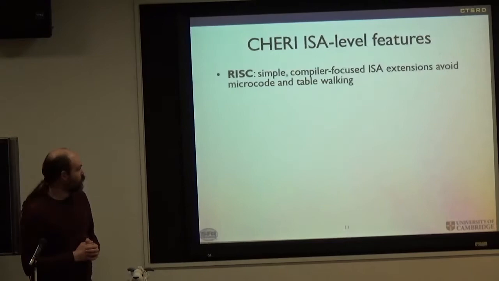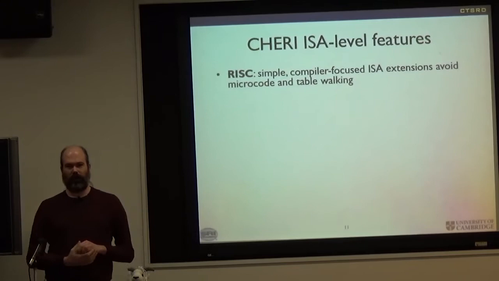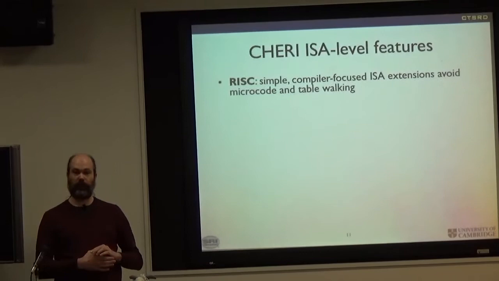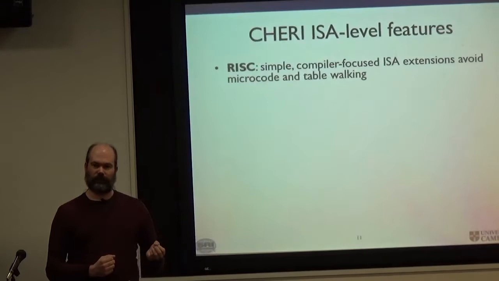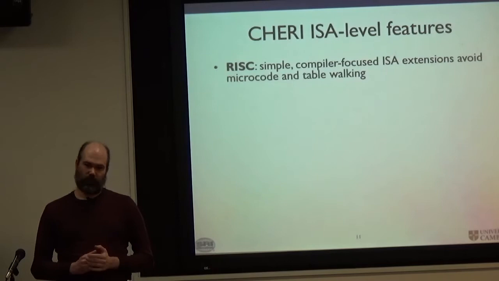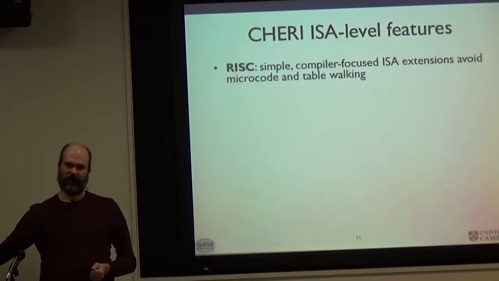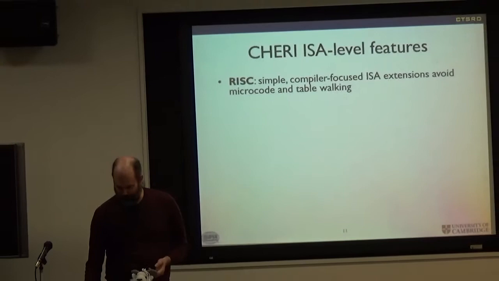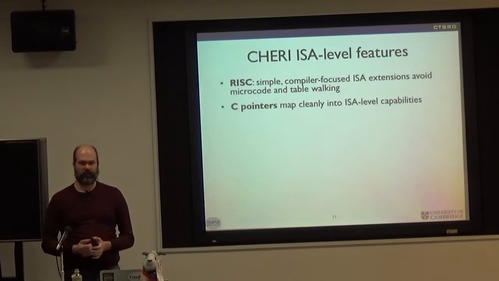So we've taken a RISC approach, which is to say that the instruction set is targeted primarily at the compiler, and we've avoided things like microcode and table walking. So the impact of manipulating our instructions, the impact of checking, for instance, bounds on pointers, has constant time. This means that unlike approaches where you, say, have a protection look-aside buffer, our CHERI is suitable for things like real-time application operations. You don't have potentially hundreds or thousands of cycles of mysterious overhead when you check a pointer, which is what happens if you have a look-aside buffer. Our goal is for our capabilities to map cleanly to C pointers, or at least as cleanly as possible.